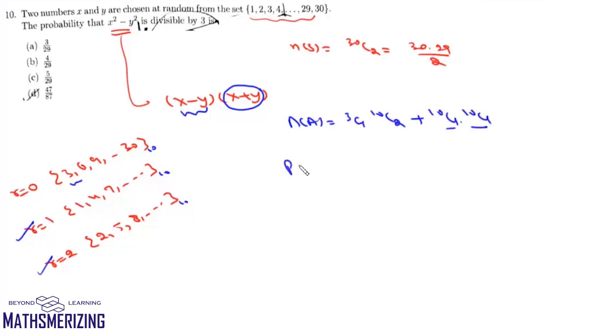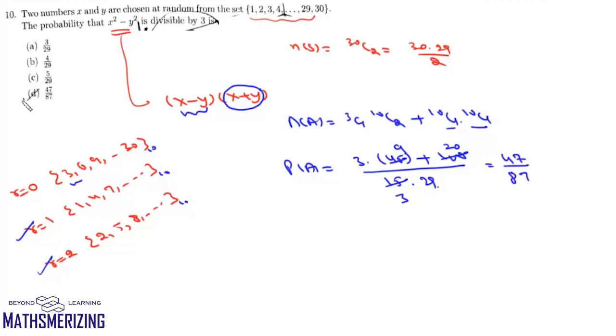So probability that this number is divisible by 3 is 3 into 10C2. Now 10C2 is 45 plus 100 upon 15 into 29. So it will be 3 and 9, 20. So it will be 47 upon 87, and that's your option number D.